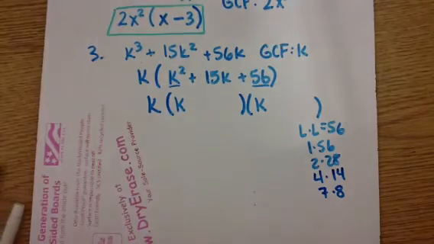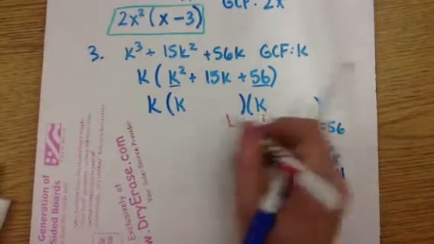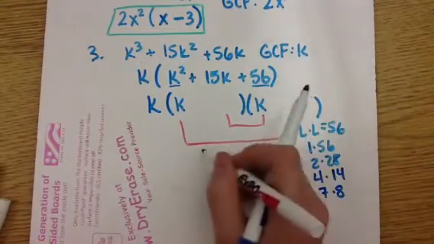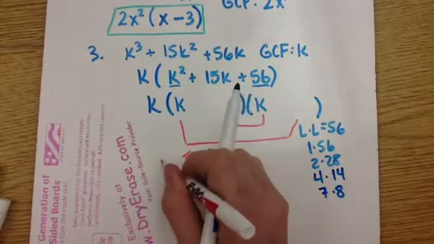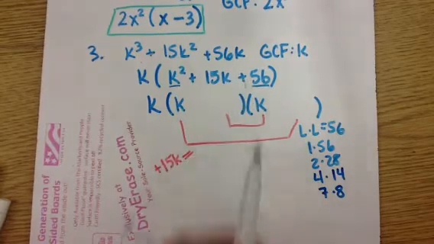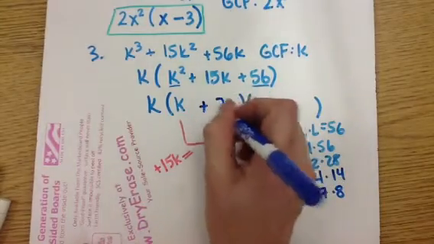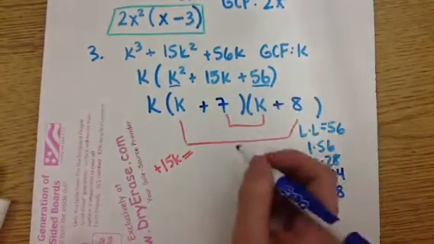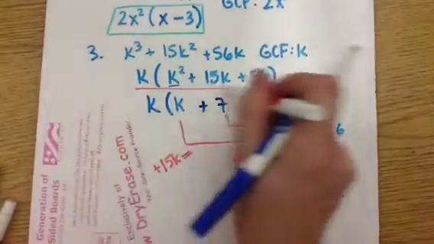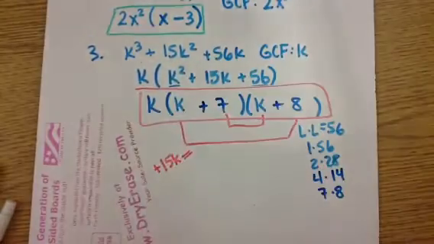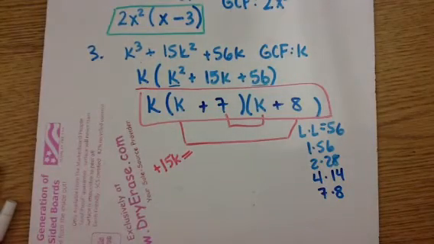And my inside plus outside terms have to equal 15k, and that's positive. So that tells me they're both going to be plus. So it looks like plus 7 and plus 8 is going to do the trick. So here is my fully factored problem: k times k plus 7 times k plus 8.